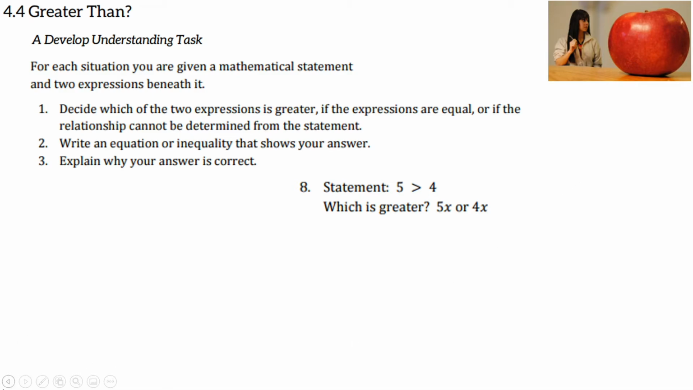Statement, 5 is greater than 4. Well, we all know that. Wow. So, which is greater, 5x or 4x? Now, if we make a statement 5 is greater than 4 and then ask you what's greater, 5 times x or 4 times x, a lot of people would say 5 times x. But to answer this, I'd have to know what x is. Right? And couldn't x be a positive number or 0 or a negative number? Which is going to change which is greater than the other one.